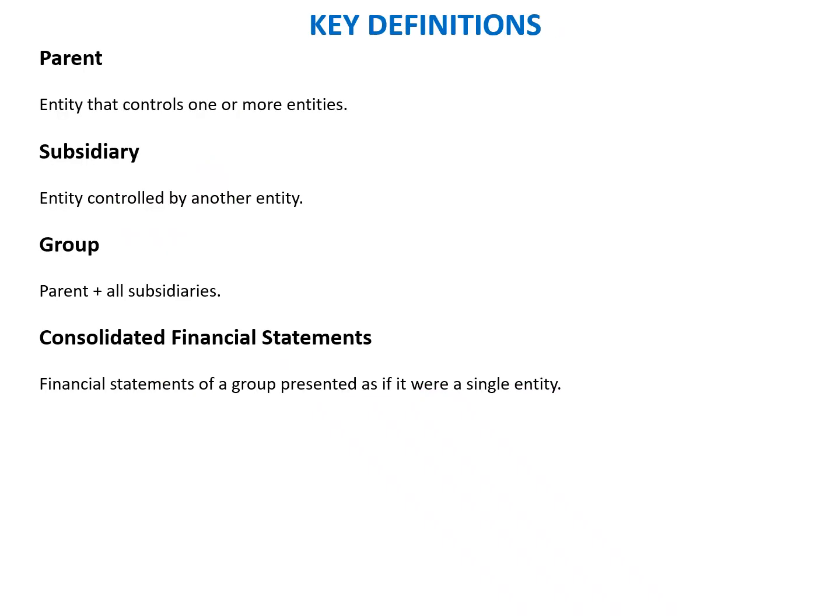Okay, now the key definitions relevant for this Ind AS 110. First is parent: an entity that controls one or more entities. We'll talk about the definition of control in the upcoming slide. Subsidiary: an entity controlled by another entity. Group is the parent plus all subsidiaries, and consolidated financial statements, which you normally call CFS, are the financial statements of the group presented as those of a single entity. So these are key definitions which we should keep in mind while we discuss Ind AS 110 in detail.